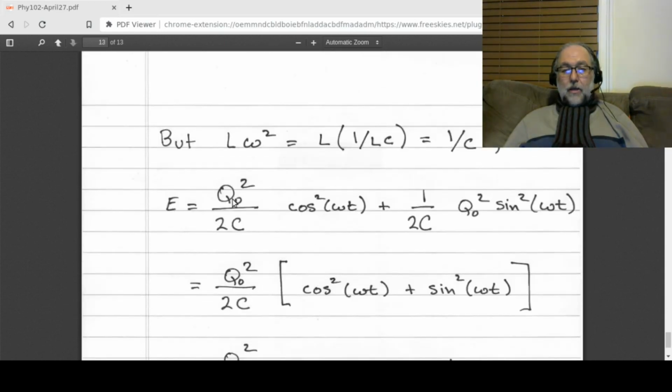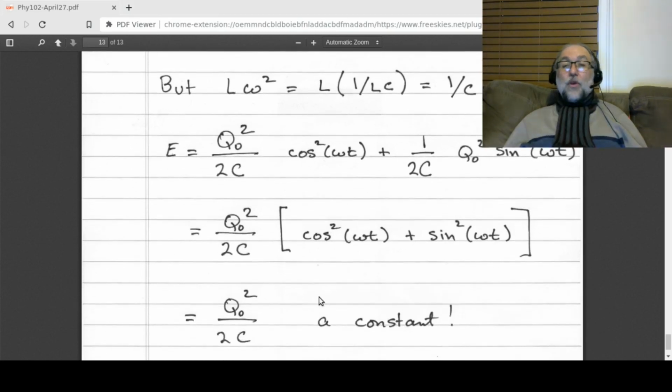And we get a Q naught squared over 2C here, and a Q naught squared over 2C there, which we can factor out in front. That's that factor there, and it's also that factor right there. There's a cosine squared and a sine squared. That's all that's left over.